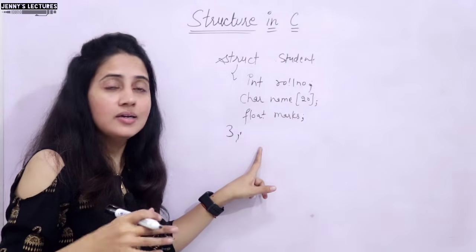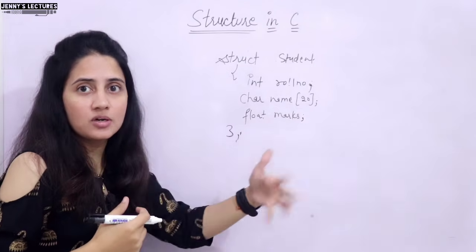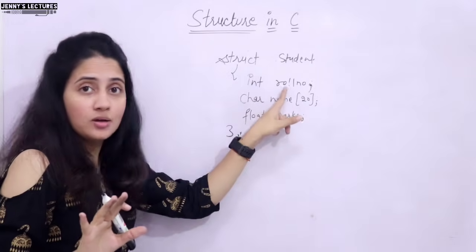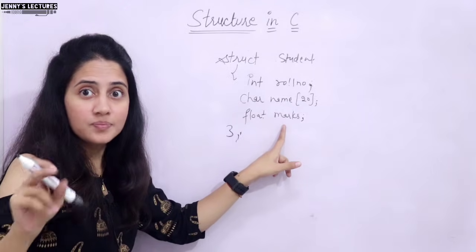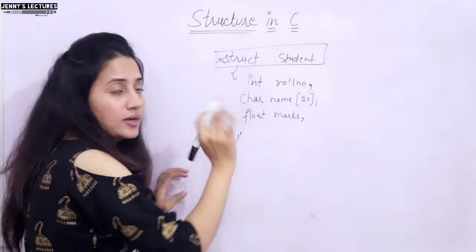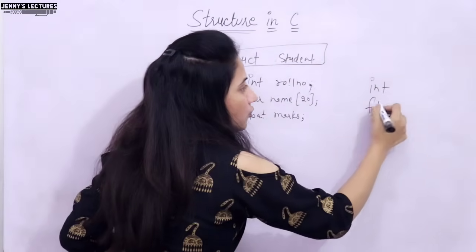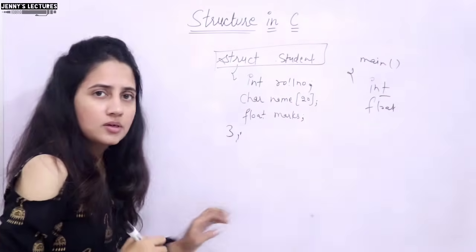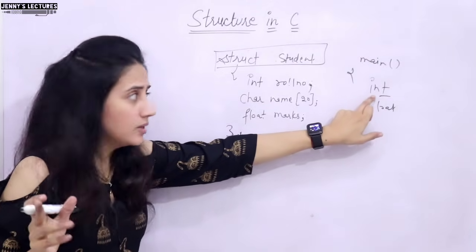This is just a template, you can say. This will show the compiler how the structure is laid out, right? But memory has not been allocated to these variables, to roll number, to name and to marks. This is a very important point. See, this is just a data type, struct student. Like suppose if I write int, this is what? A data type. In main, if I write int, has memory been allocated to this? No, it's just a data type.